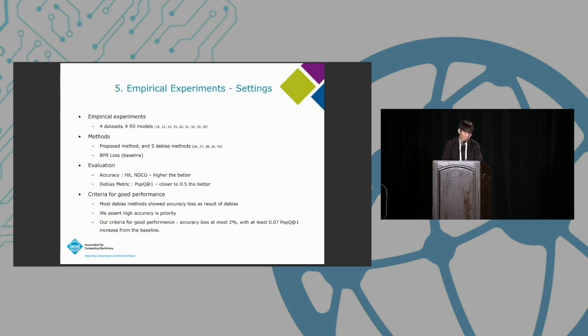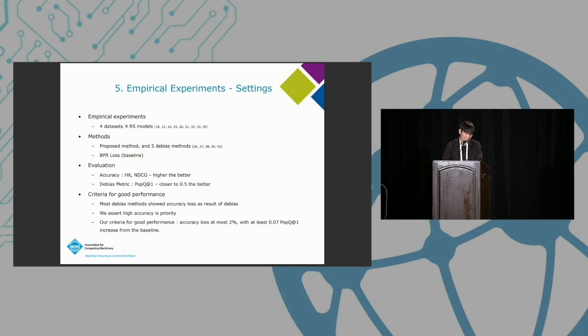And finally, we conduct empirical experiments. We use 4 benchmark datasets and 4 RS models and compare the proposed method with 5 debias methods with the BPR loss as the baseline. We have evaluated both accuracy and debias metrics with relevant metrics such as hit and DCG and the pop Q, which was implicitly explained earlier.